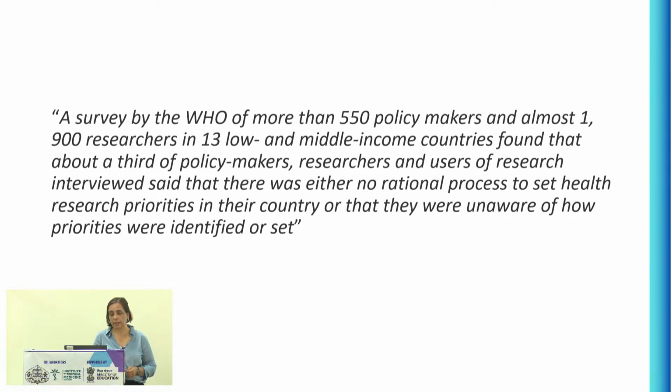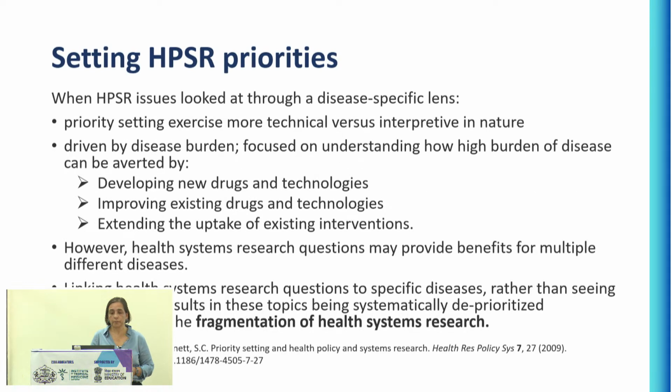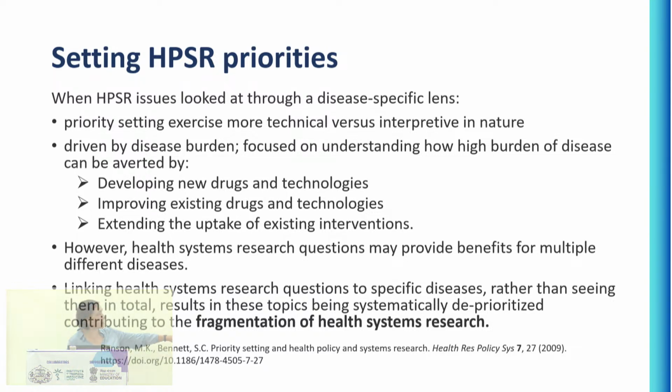So this is a quote from a study, and I should have provided you with the reference. But this is a study that was done by Kent Ranson back in 2010, I think, where he's citing a survey by the World Health Organization of more than 550 policymakers and almost 1,900 researchers in 13 low and middle income countries, which found that about a third of policymakers, researchers, and users of research interviewed said that there was no rational process to set health research priorities in their country, or that they were unaware of how those priorities were identified or set. So that's quite alarming. So there's actually the reference to that paper. It's Ranson and Bennett, Priority Setting in Health Policy and Systems Research.